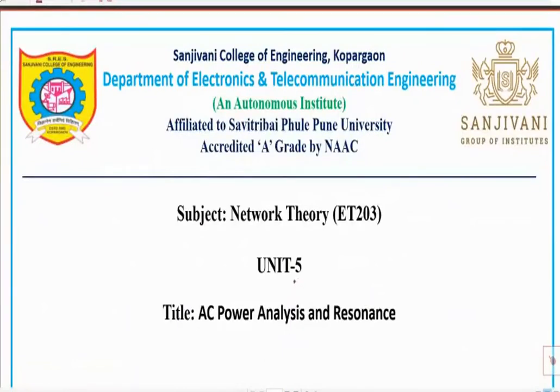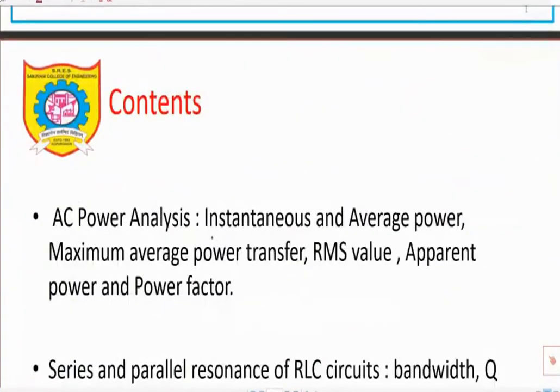Welcome all. So now let's start our unit number 5, AC power analysis and resonance. So under AC power analysis, we will see instantaneous power and average power. Generally instantaneous power is difficult to measure, that's why we go for the average power. Then we will see how maximum average power can be transferred to the load.